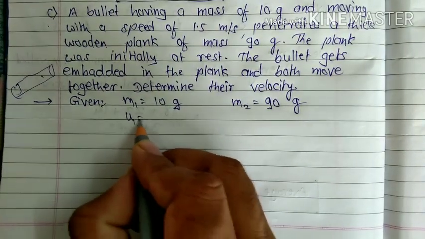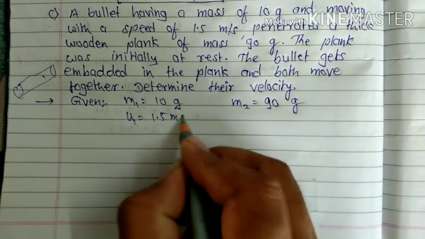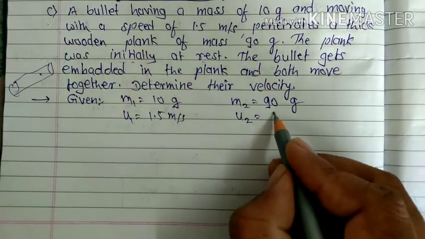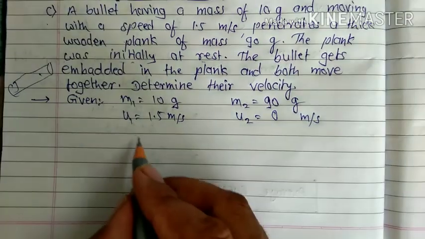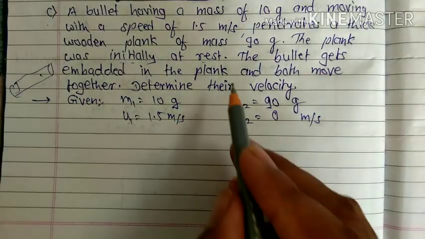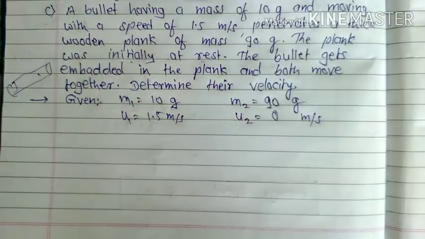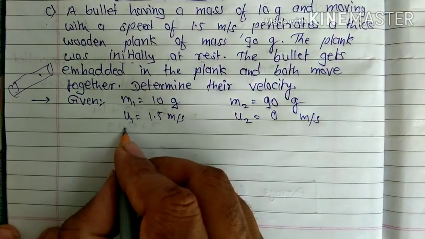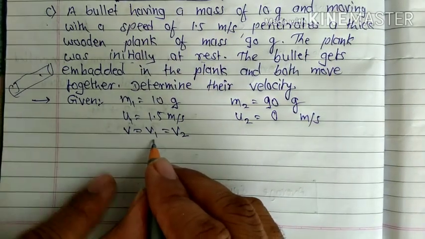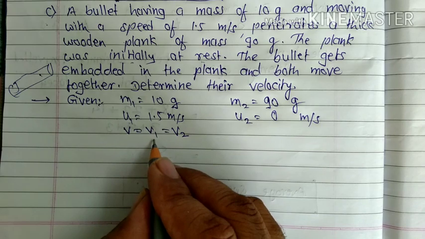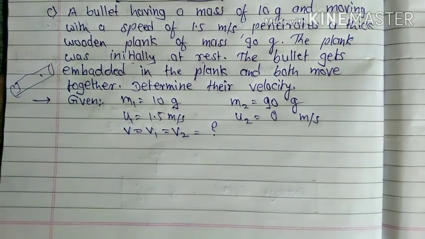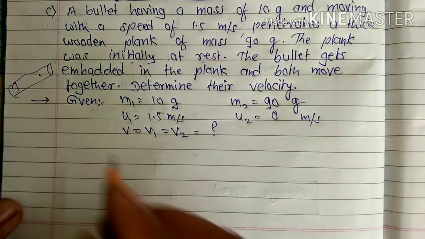And u1, initial velocity of bullet, is 1.5 meter per second. u2, initial velocity of plank, initially at rest, 0 meter per second, and the bullet gets embedded in the plank. प्लैंक के अंदर जाके बैठ रही है और बोथ मूव्स टुगेदर, और दोनों साथ में मूव कर रहे हैं. दैट मीन देयर वेलोसिटी v1 और v2 ये तीनों सेम है. v, that means velocity, v1 final velocity of the bullet and final velocity of plank, दोनों की वेलोसिटी सेम रहेगी. ये अपने को फाइंड करना है.